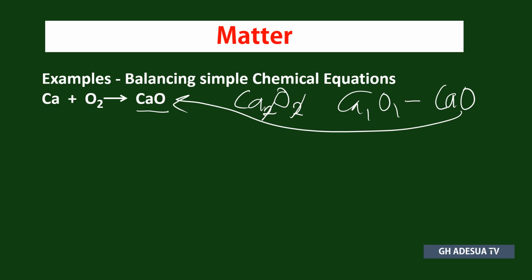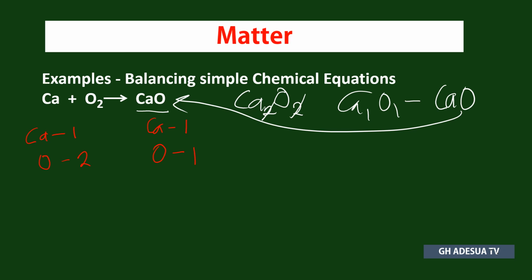Okay. Now let's balance our equation. Calcium on the left is 1. Oxygen on the left is 2. Right hand side, calcium on the right is 1. Oxygen on the right is also 1. So you realize that calcium on the left is 1, calcium on the right is 1. Oxygen on the left is 2, oxygen on the right is 1. There's a problem.